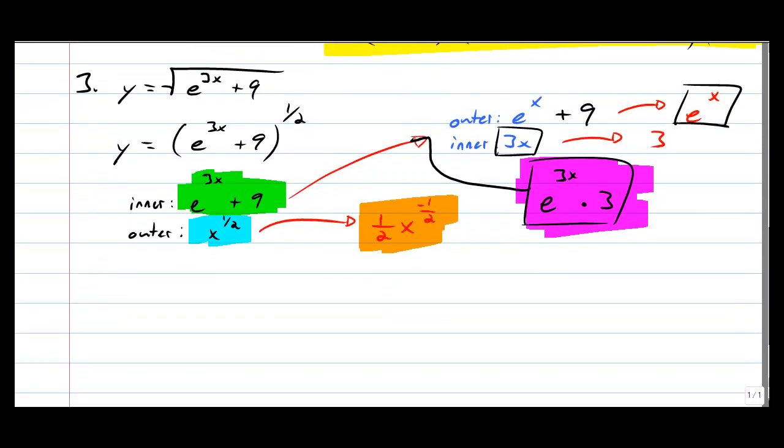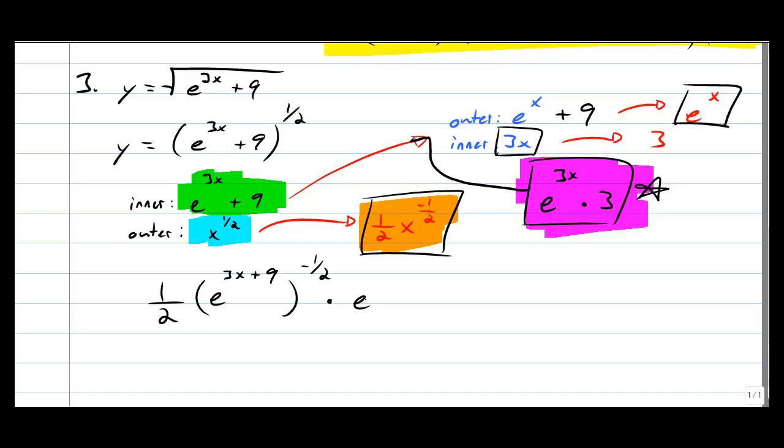So we go, okay, it's the derivative of the outer, it's this one, evaluated at the inner. So 1/2 evaluated at the inner, that's e to the 3x plus 9, multiplied by the derivative of the inner. That's the purple stuff. It's right here. So e to the 3x times 3.